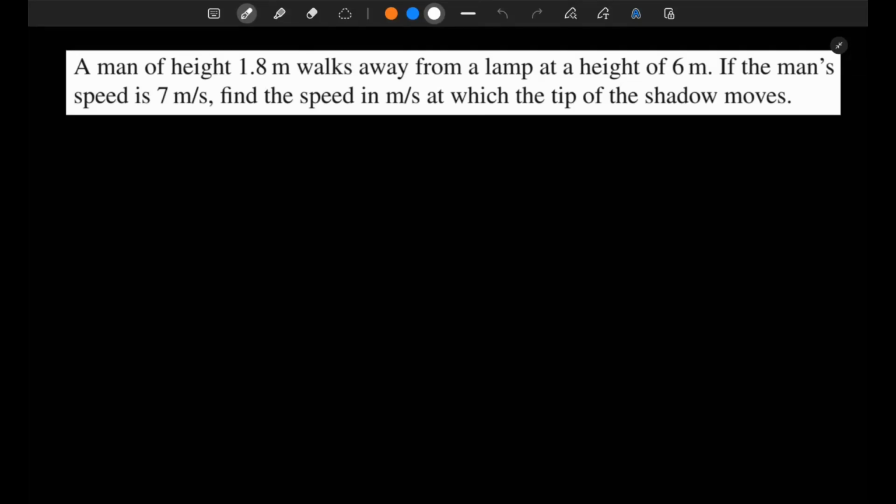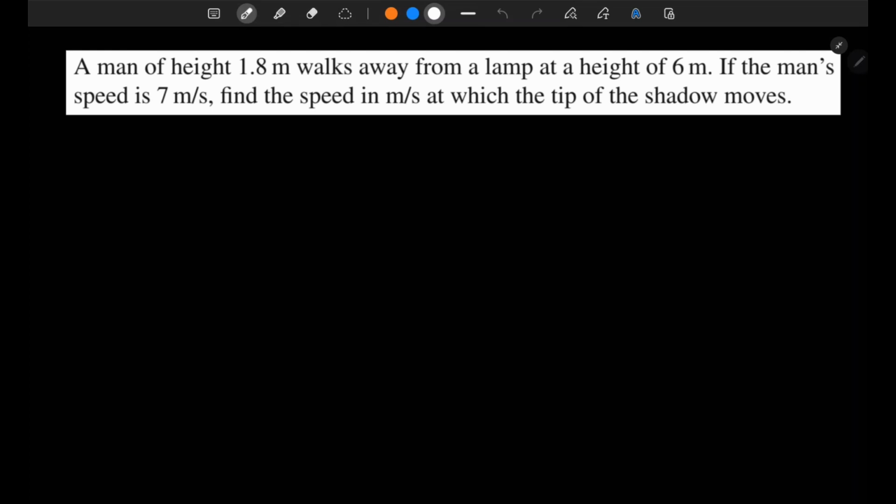Suppose we wish to answer the following question. A man of height 1.8 meters walks away from a lamp, which is at a height of 6 meters. If the man's speed is 7 meters per second, find the speed in meters per second at which the tip of the shadow of the man moves.